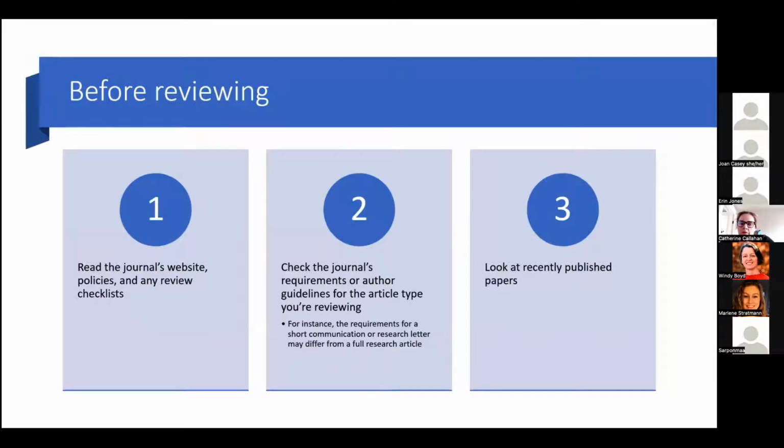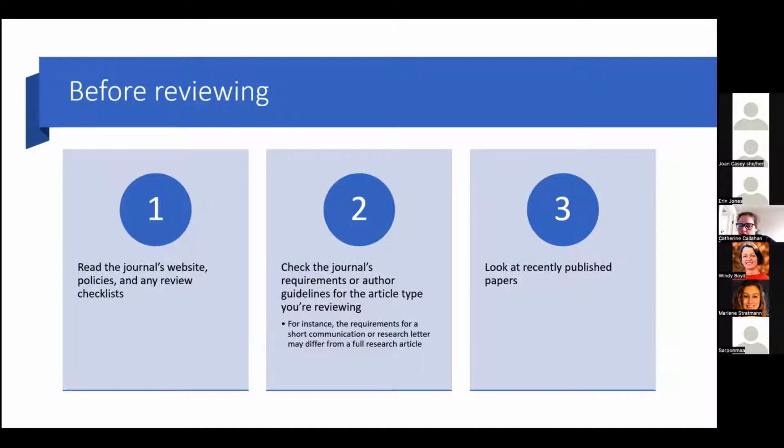So once you've received your review invitation and you determine that you don't have any conflicts of interest and you're ready to review, I recommend before reviewing to read the journal's website, policies, and any review checklist so that you're prepared for what you should be including in your review. And then also check the journal's requirements and author guidelines for the type of article you're reviewing.